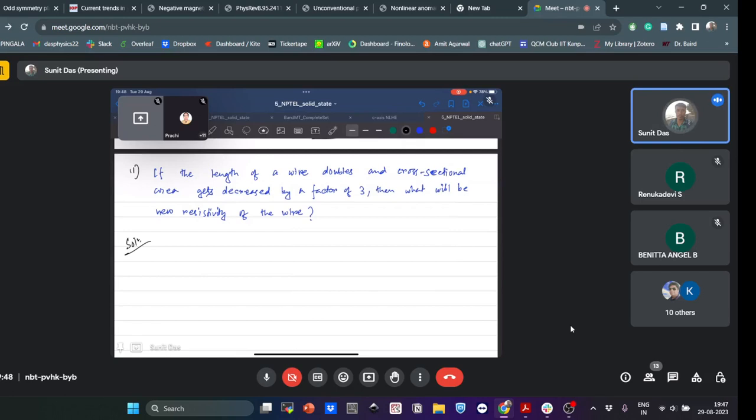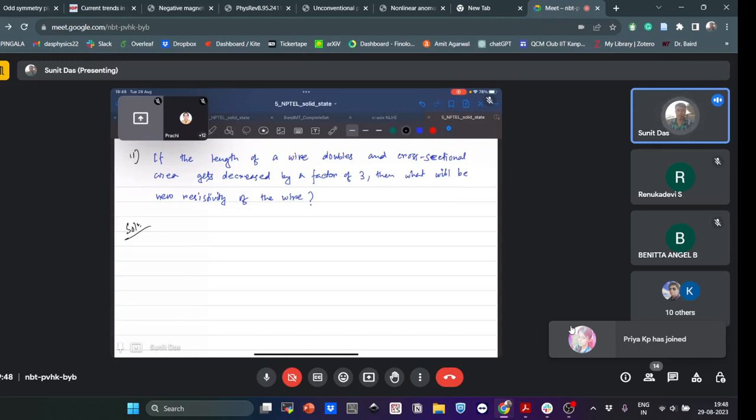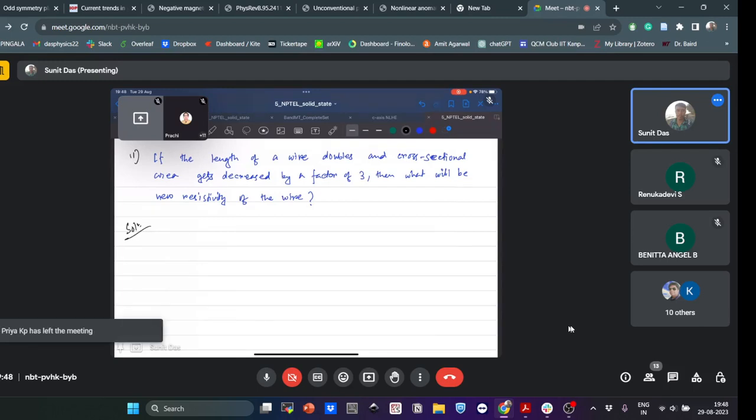So the next question is: if the length of a wire doubles and cross-sectional area gets decreased by a factor of 3, then what will be the new resistivity of the wire? So anyone?